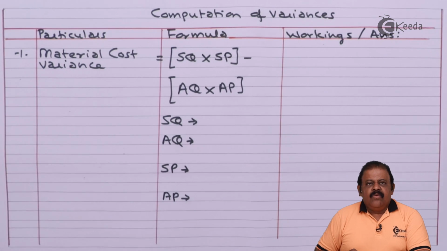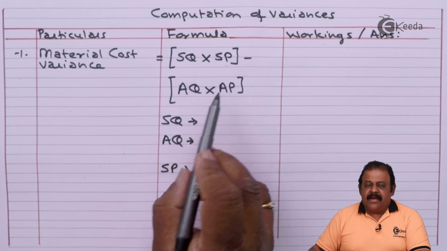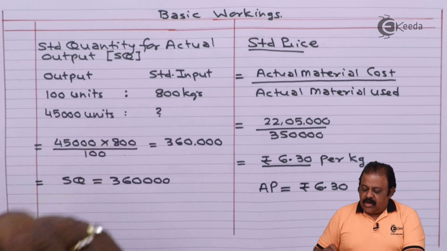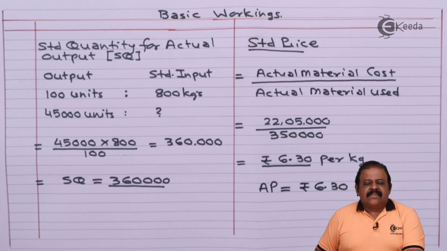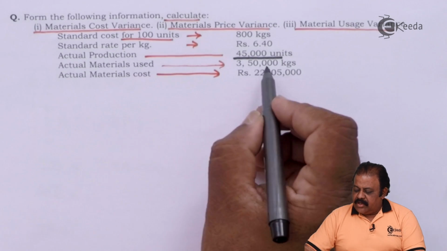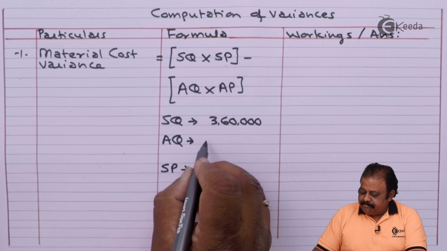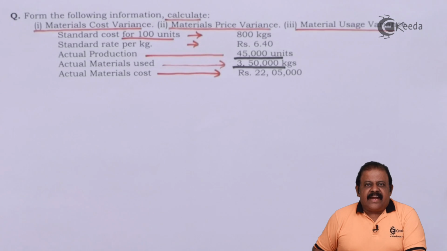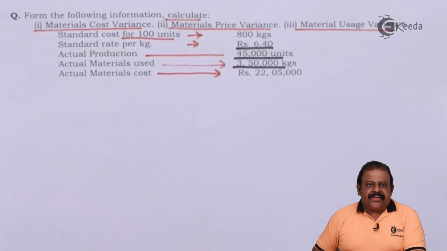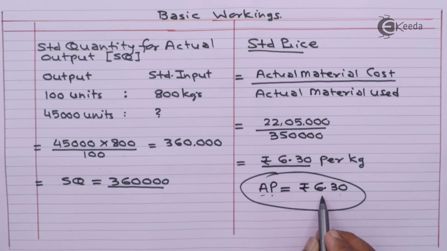Material cost variance formula is standard quantity multiplied by standard price minus actual quantity multiplied by actual price. Standard quantity for actual output, 3,60,000 kgs. Actual material used, actual quantity, 3,50,000 kg. Standard price rupees 6.40. Actual price rupees 6.30.